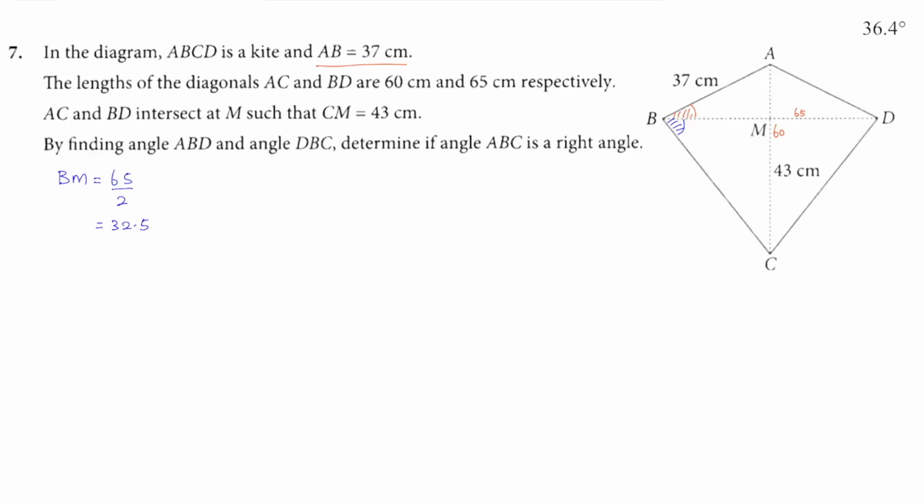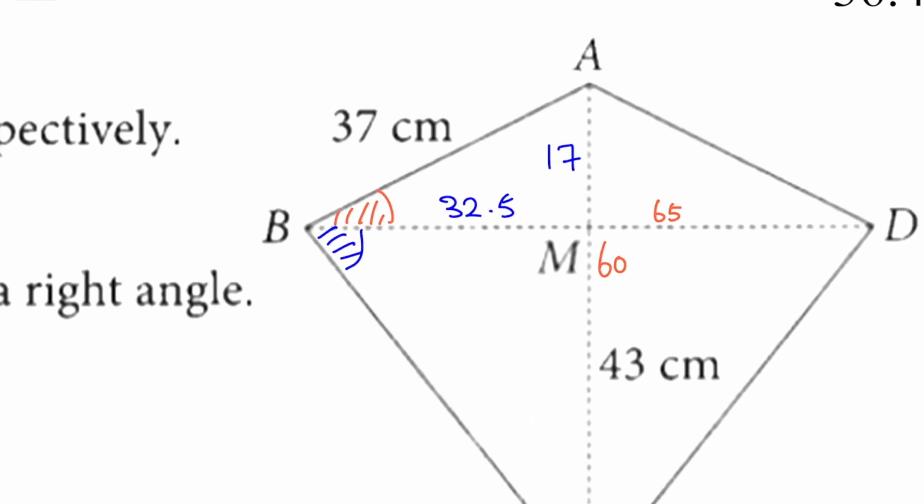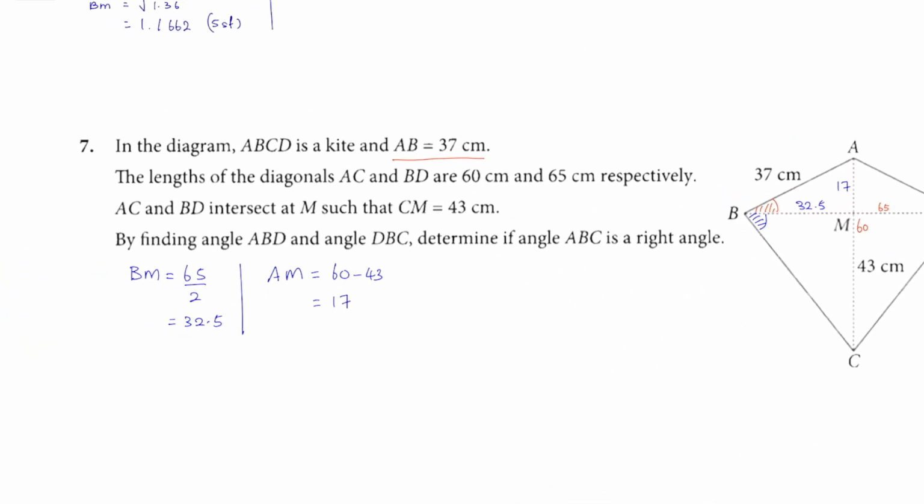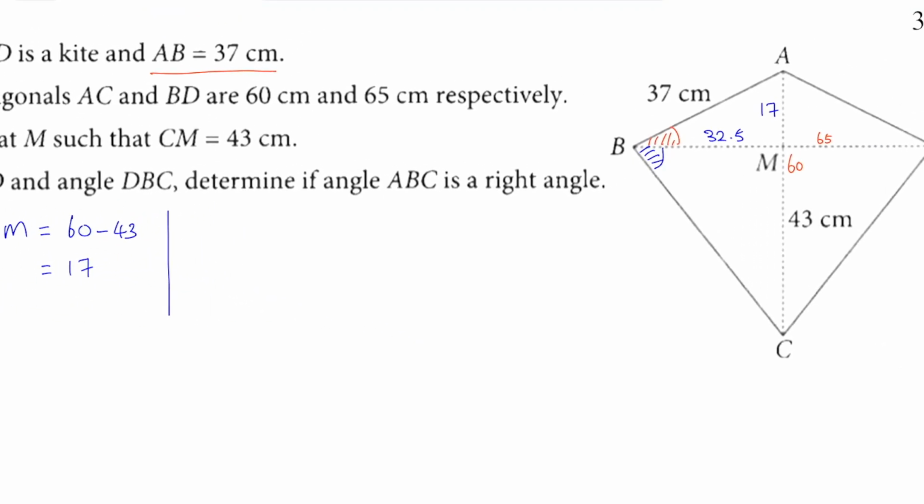32.5. So this is 32.5. Then we should find AM. So AM equals to 60 minus 43 equals to 17. 17 is over here. Now we have one line here and one line here, so I can find what is this angle, right? Let's find what is ABM.